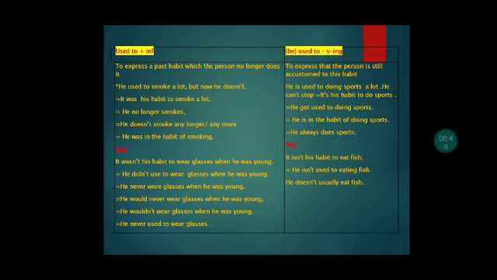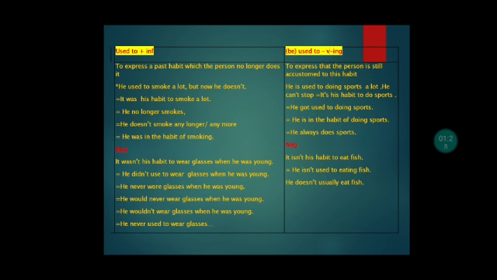It means that it was his habit to smoke a lot, or he no longer smokes, or he doesn't smoke any longer, or he doesn't smoke anymore. It also means he was in the habit of smoking. So used to plus infinitive expresses a past habit which the person no longer does.